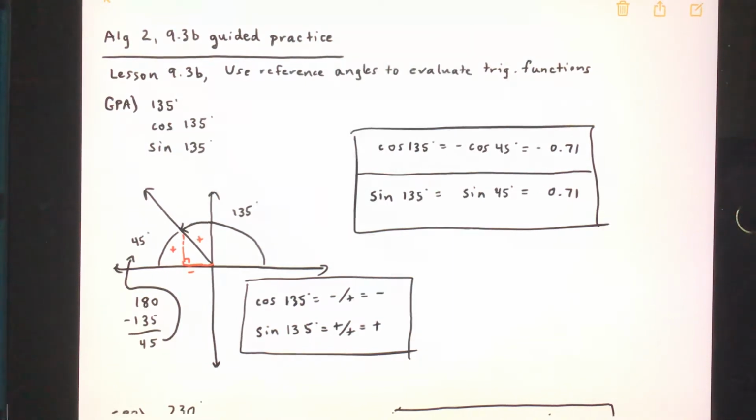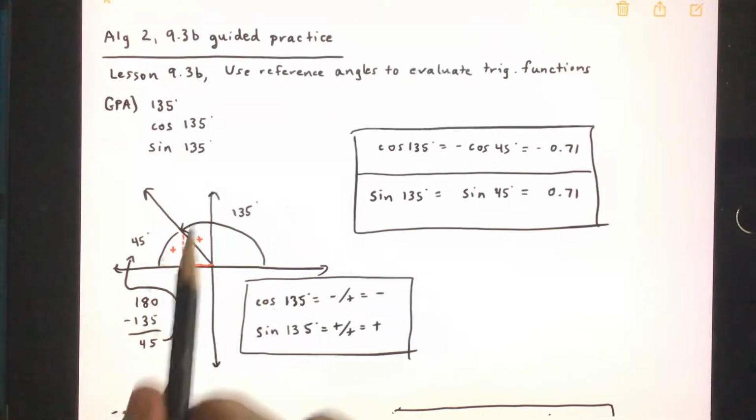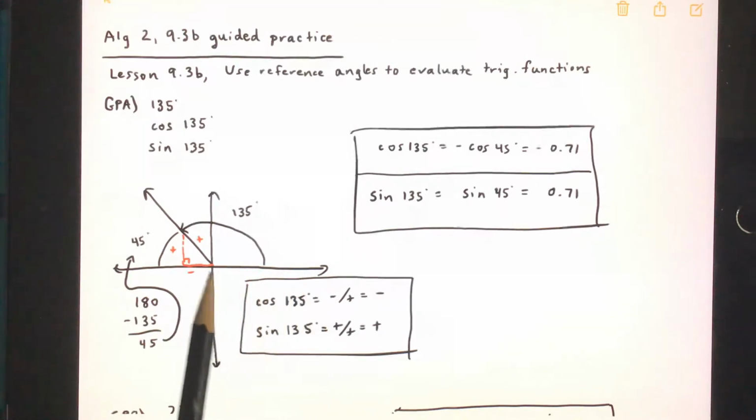Hello, Algebra 2 class. We are looking at using reference angles to evaluate trig functions. Another way for us to establish the value of particular trig functions when we are working with them on a coordinate plane. So the first practice problem that we're going to be doing in this guided practice is working with the angle 135 degrees. So I've drawn this on a coordinate plane, so our angle opens up like this.